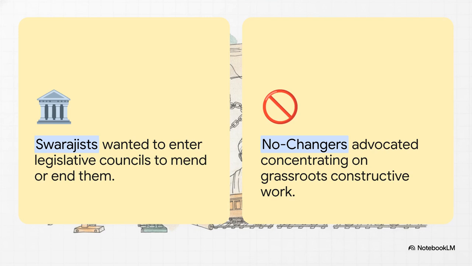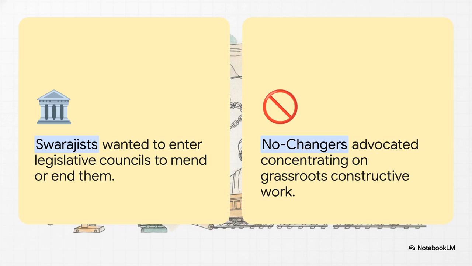Picture this. It's 1922, and Indian nationalists are facing a stark binary choice. On one side, you had the Swarajists. These guys were led by heavyweights like C.R. Das and Motilal Nehru. Their strategy: they wanted to actually enter the government assemblies to expose their weaknesses. They basically wanted to end or mend the system from the inside out.